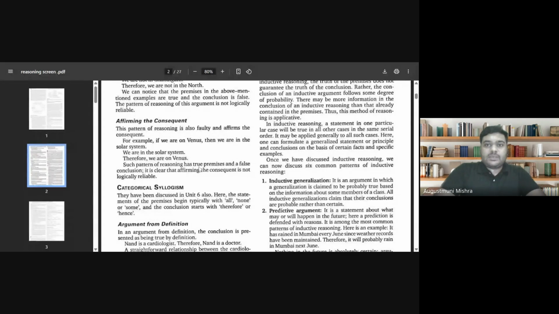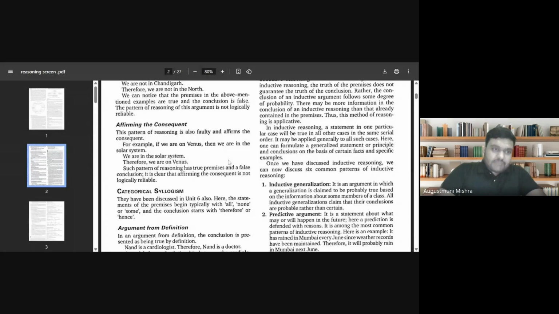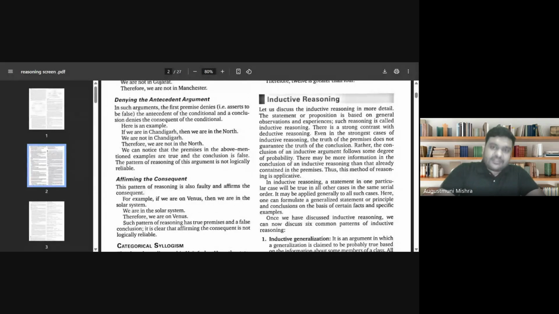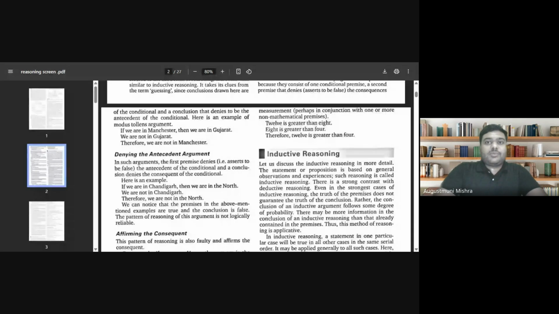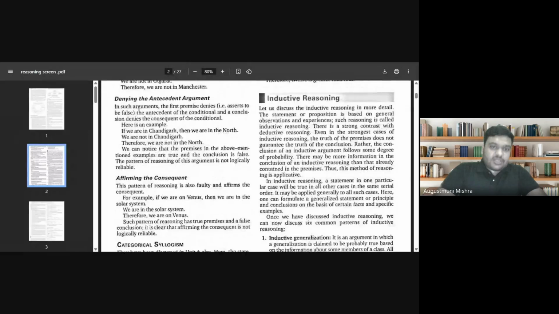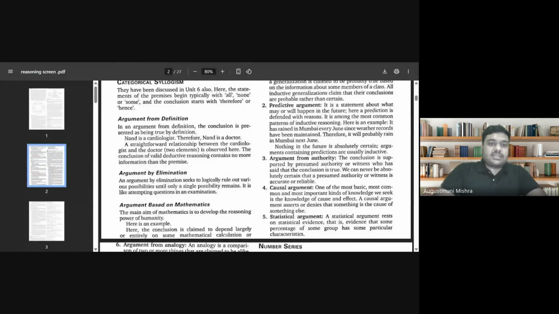I think we'll move to another part because there are many types. Right now, we'll move to inductive reasoning because I am just choosing the important parts of that topic. It will also help us save our time, because each and every part is not that important. But those that are important, I'm definitely going to discuss.